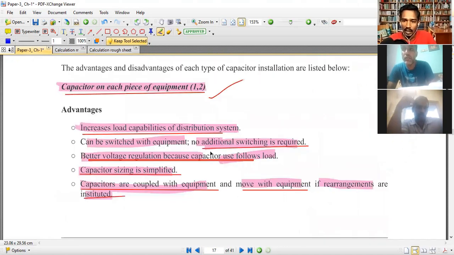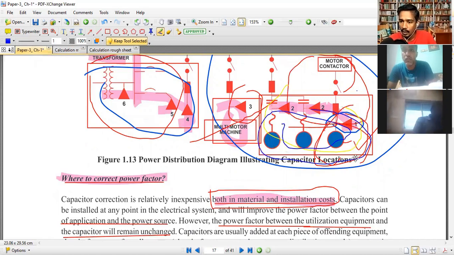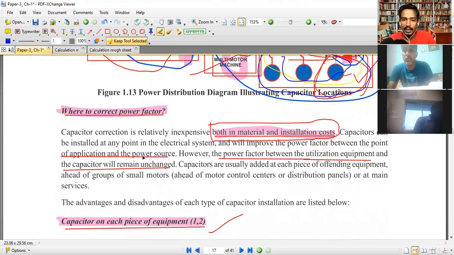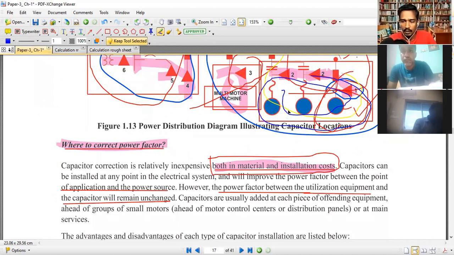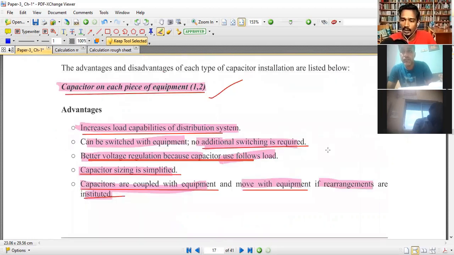This increases the load capability. Here the installation means the motor's load capability will also increase, and the capacitor is directly connected to the motor terminal. There is no need for switchgear, because the motor has its own switchgear and breaker, but the capacitor does not need one. Better voltage regulation is very important.